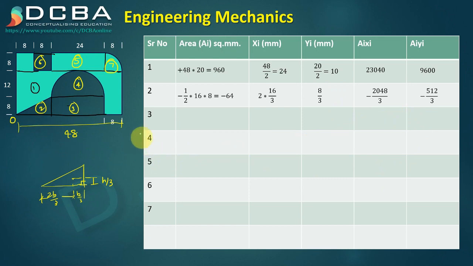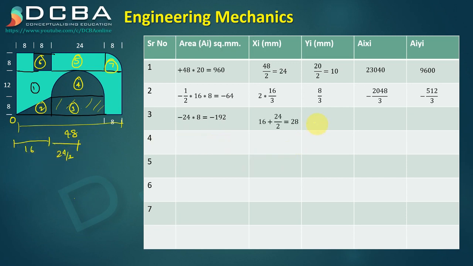The third area is again a subtractive area. It's this rectangle, which is 24 into 8, so it's minus 24 into 8. 24 is the width and 8 is the height. Xi for that rectangle will be 16 plus base by 2, which is 24 by 2. So 16 plus 12, and Yi from point O will be just 8 by 2, which is 4.